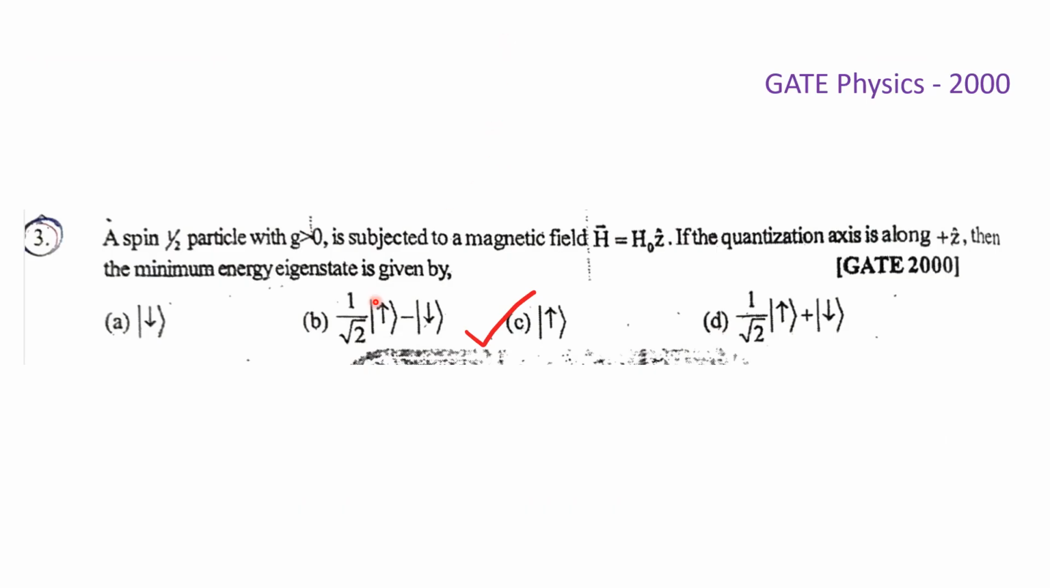So according to our solution, the spin half particle with the Landé factor greater than 0 is subject to a magnetic field H vector equals H naught z cap. If the quantization axis is along z cap, then the minimum energy eigenstate is given by option C, that is up spin state.